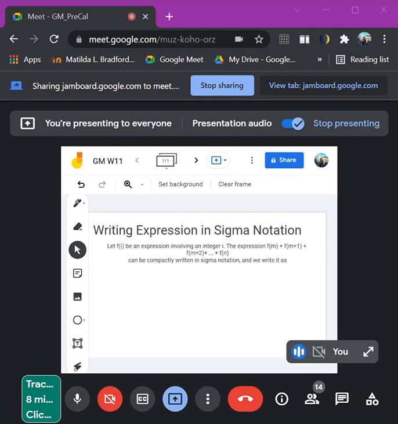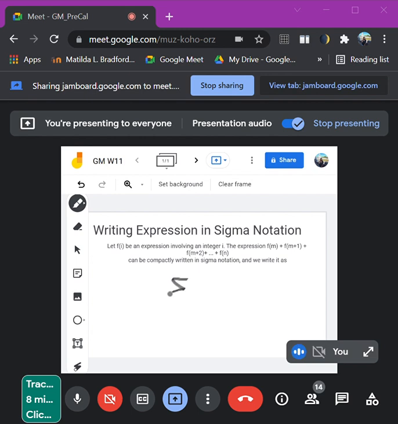So we're going to have, let f of i be an expression involving an integer i, and then the expression f of m plus f quantity m plus 1 plus f quantity m plus 2 plus so on and so forth, and then f quantity n. So it can be compactly written in sigma notation, and we write it like this.